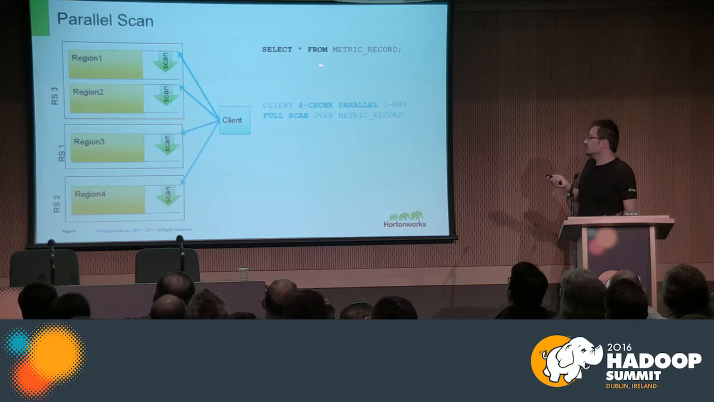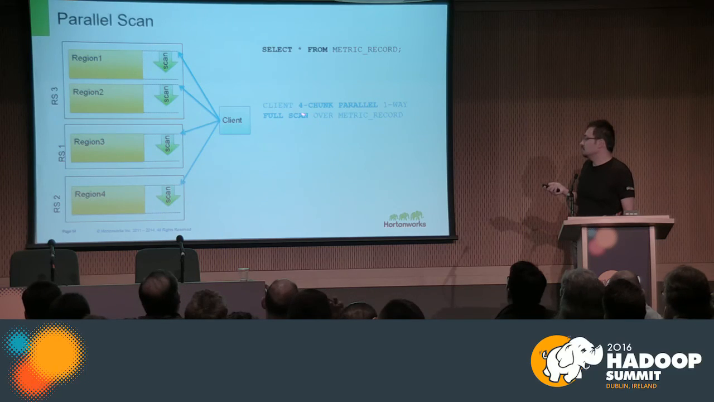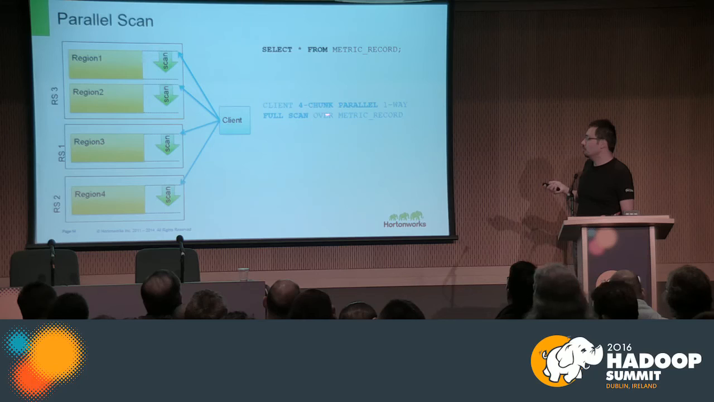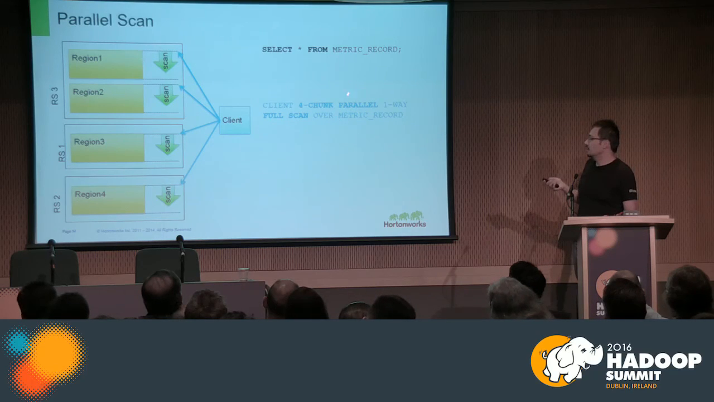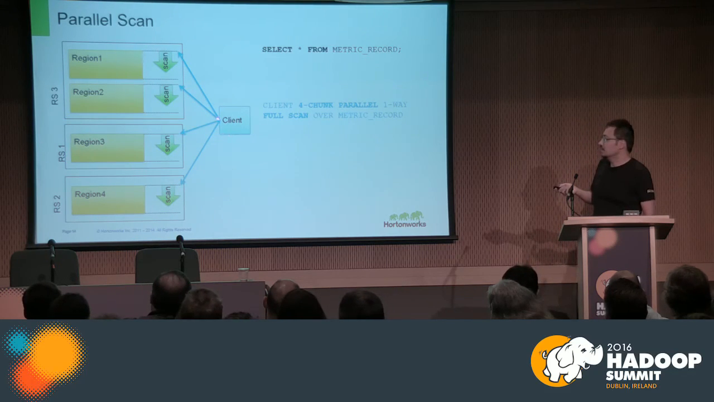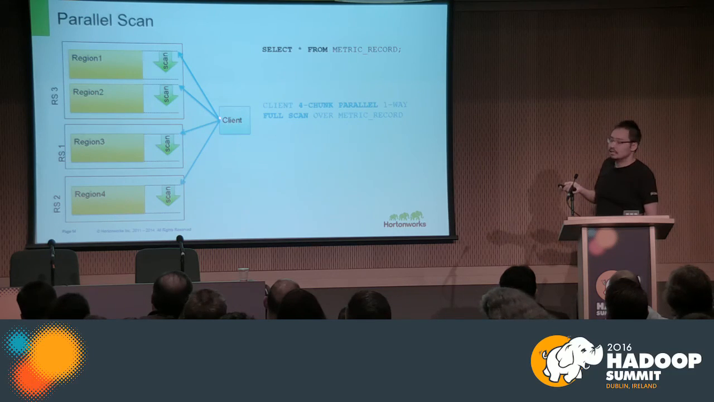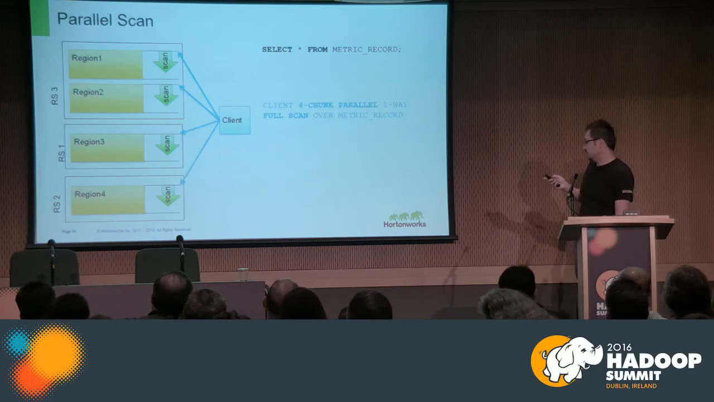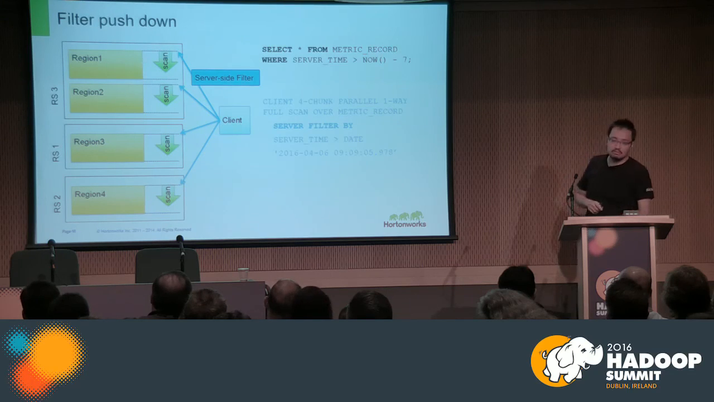So when you execute this query, and look at the explain plan before even executing, the explain plan will say something like this: client 4 chunk parallel 1-way full scan. So what does it mean? It means that it's doing a 4-way parallel scan over this whole table. So you're automatically getting parallel scans driven by the client, and the scans will be executing from the region server. These scans will be driven by the client, and the client will return the results in the same way that the region servers are returning the results to you. All right? So this is an example of the parallel scan.